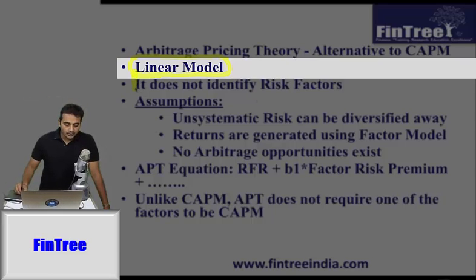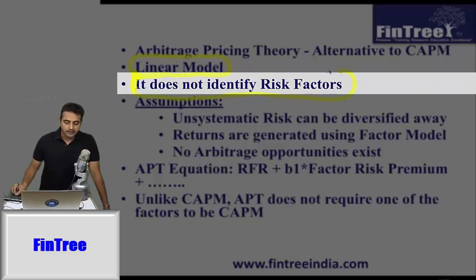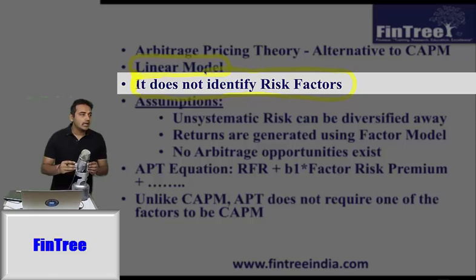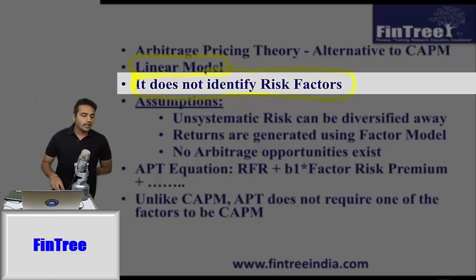But one of the disadvantages quoted in this model is that it does not identify any of the risk factors. So let us say we want to build an APT model for one of the listed companies. The APT model will give us the specifications on how to build factor sensitivity and how to get risk premium, but it will not help us identify which risk premium should be used for that stock. Is that making sense?